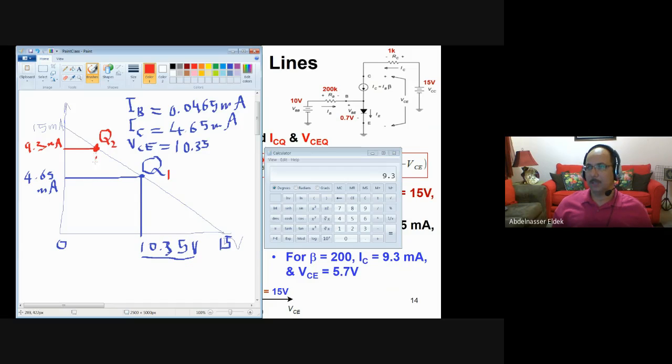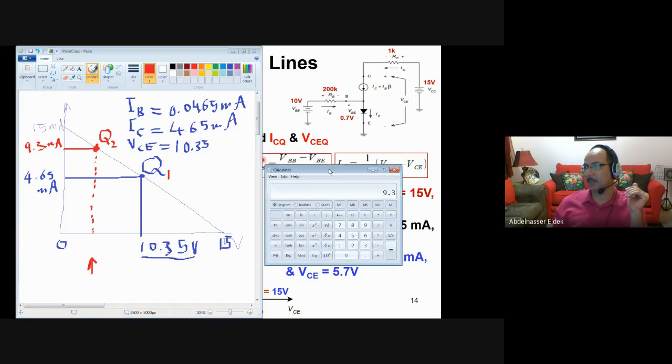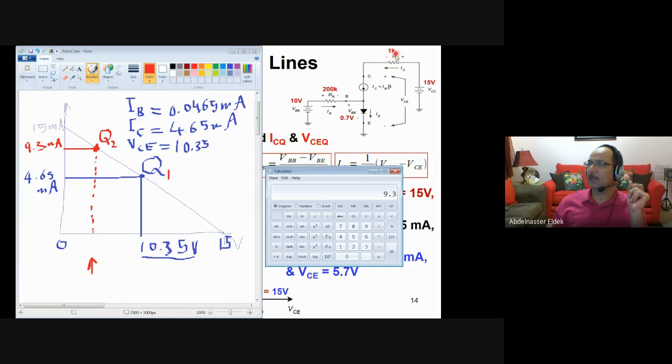Beta is 200. So now, according to this, VCE will be at this location here. Then it is less than 9.35. So let's calculate it. This is the current, multiplied by 1K. This is the voltage, so 9.3. Voltage 9.3 times 1 is the voltage across RC. Minus, make it minus, and then add 15 volt. So it will be 15 minus the voltage. It's 5.7. So now this is the voltage between C and E, 5.7 volt.